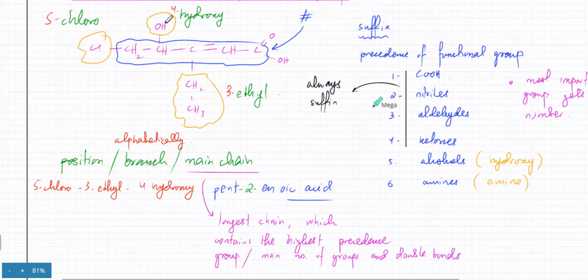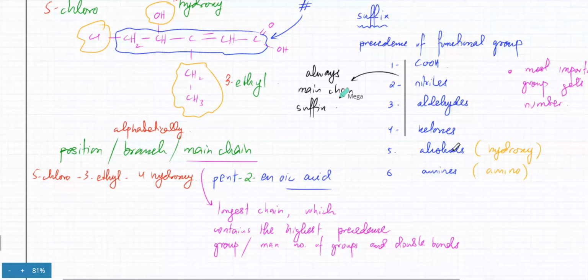I mean, main chain suffixes. They're always main chain suffixes. Suffix means they're always going to be at the end of the chain, like pentanoic acid. It never becomes a branch. They always remain at the end. On the other hand, alcohol can be a suffix if it's the most important group.